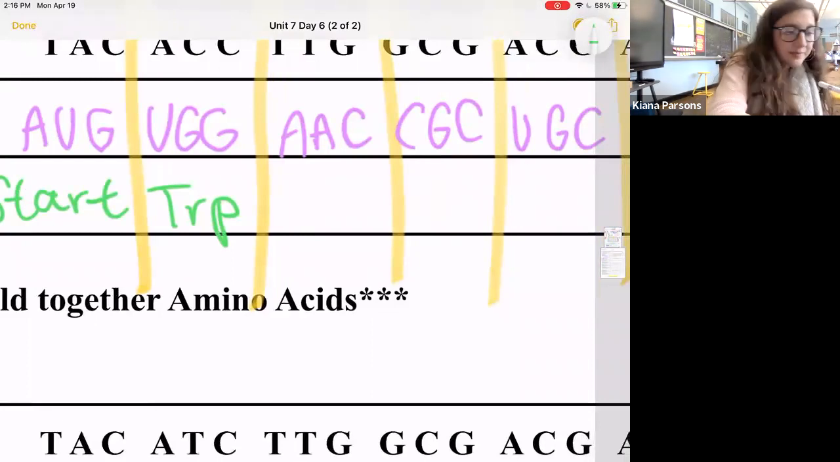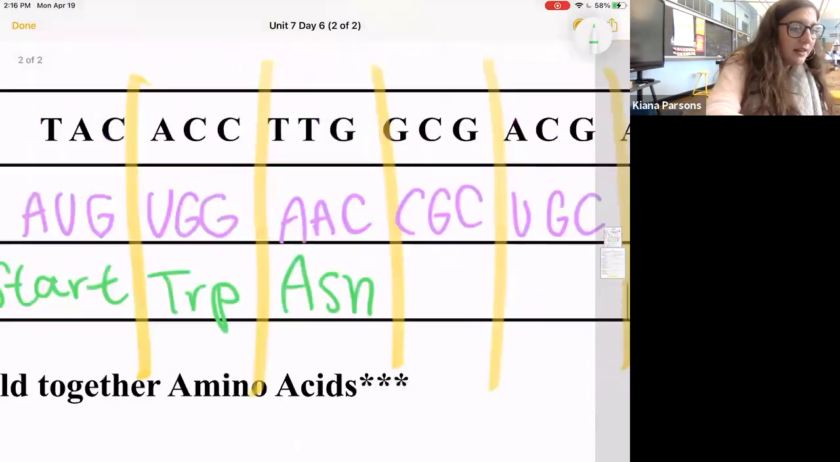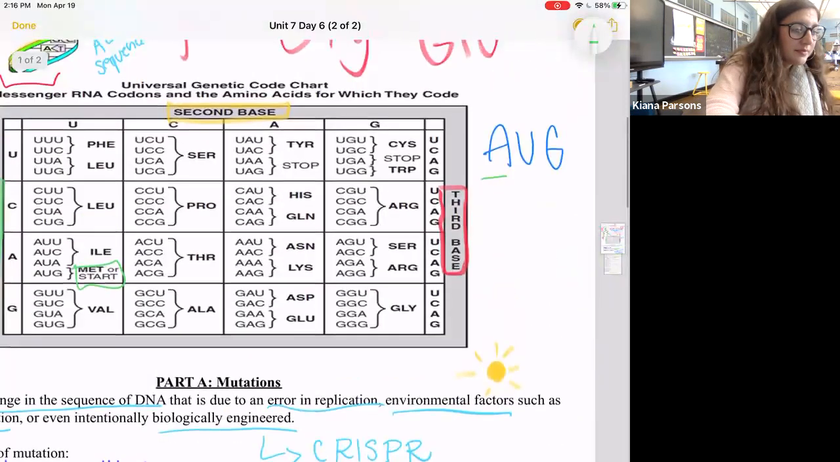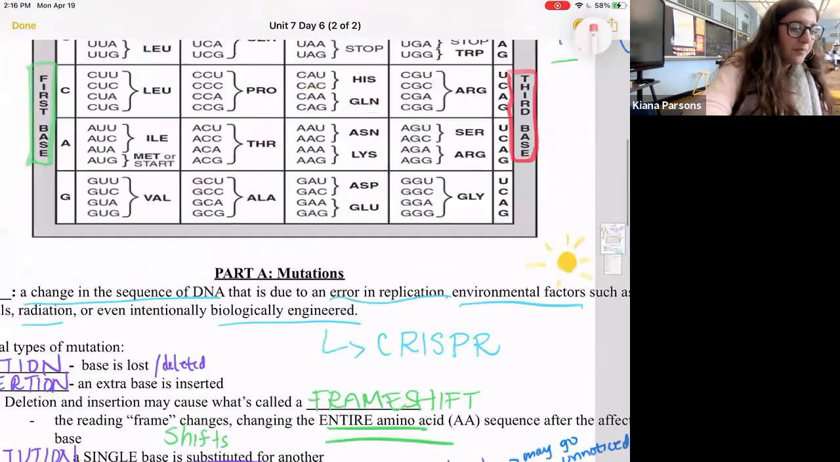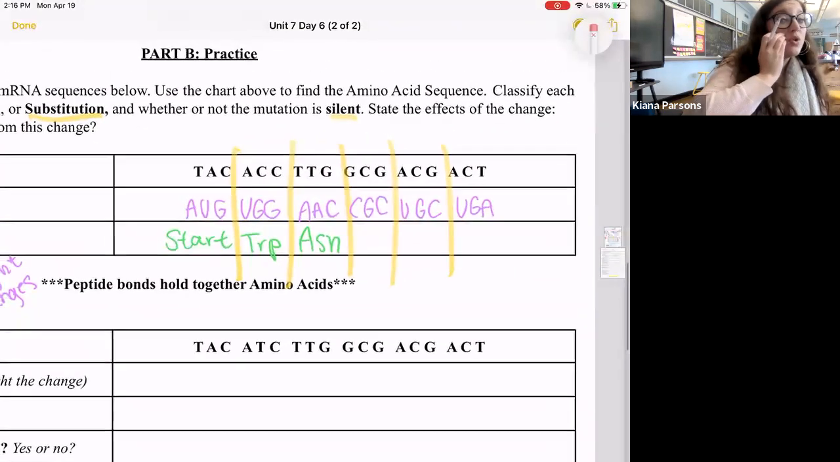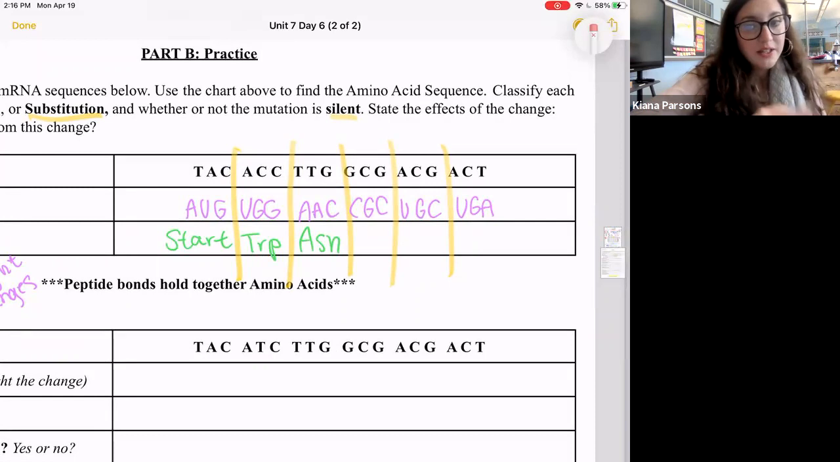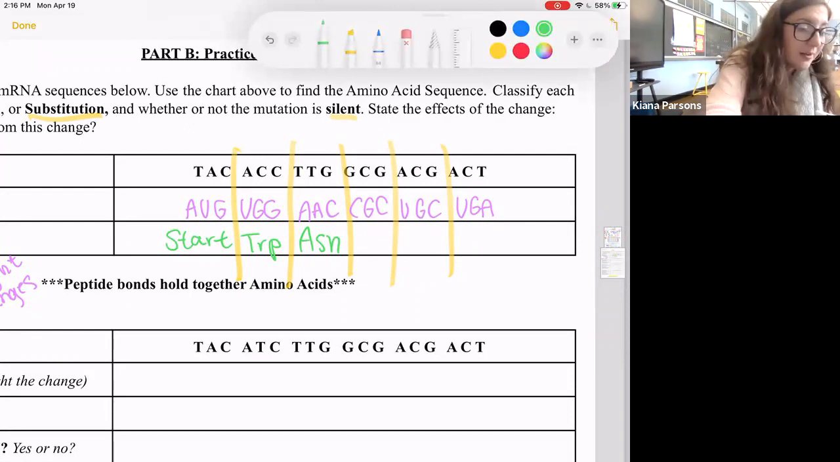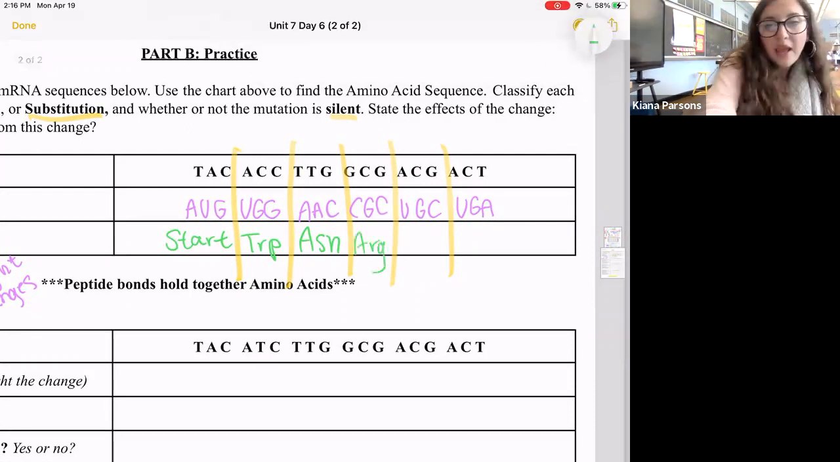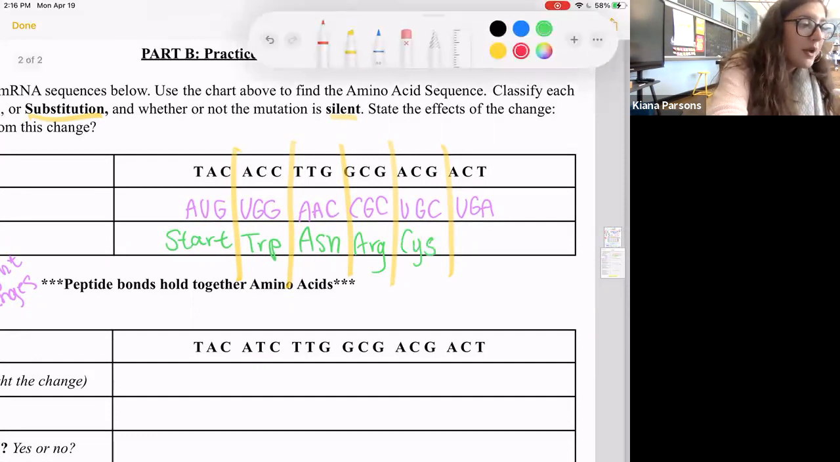AAC is ASN, and you want to get practice using this chart. So make sure that you are actually going through and using this chart and then just checking your answers with me. Otherwise, you're going to have a bad time later because you're going to have to use this chart on the exam. CGC codes for ARG, UGC codes for CYS, and UGA is our stop codon.